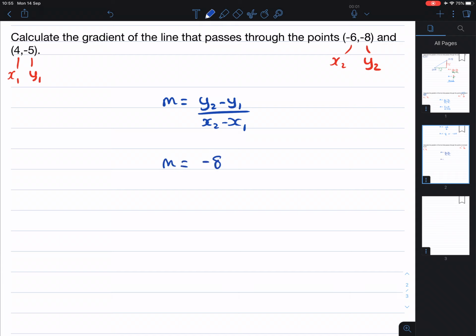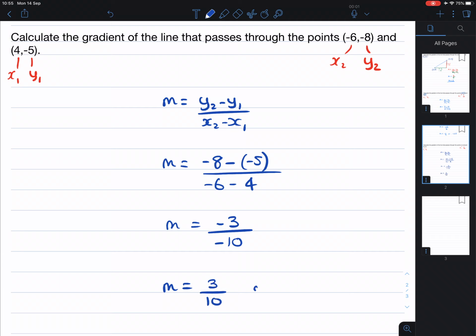So minus 8 is y2, take away minus 5 for y1, x2 is minus 6, take away 4 for x1. Careful with the top here, you end up with minus 8 minus minus 5, which will become a plus, giving you minus 3 overall. The bottom becomes minus 10, and you would then simplify that by cancelling the negatives to give you 3/10, or you could also write it as 0.3.